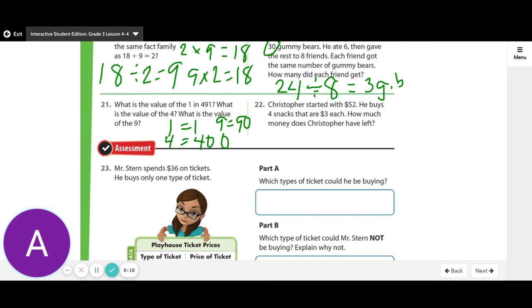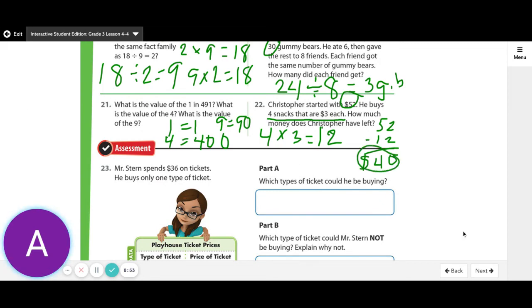Christopher started with $52. He buys 4 snacks that are $3 each. How much money does Christopher have left? So I know he starts with 52. He's going to buy 4 snacks that are $3 each. So I can think about 4 times 3 equals, 4 times 1 is 4, 4 times 2 is 8, 4 times 3 is 12. So he's bought $12 worth. So we want to think about how much he has left. So we would do 52 minus 12. 2 minus 2 is 0. 5 minus 1 is 4, and it would be dollars.